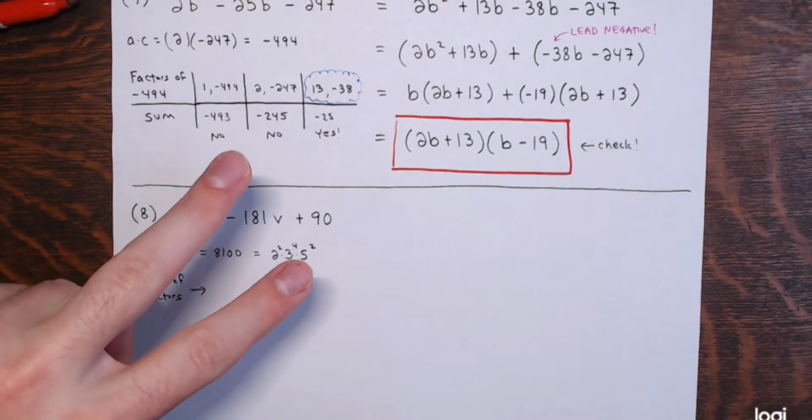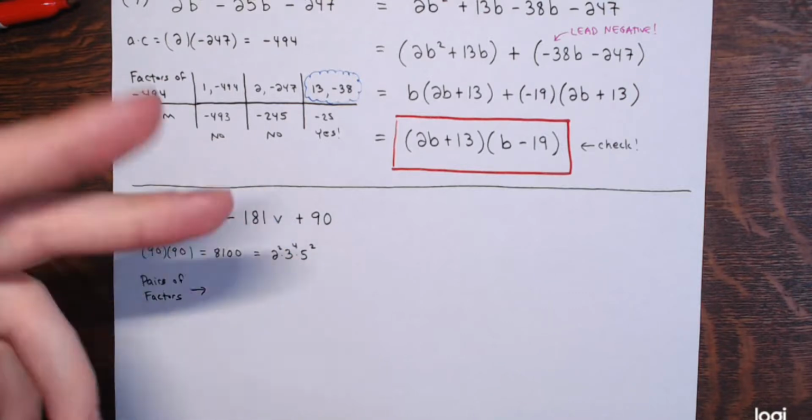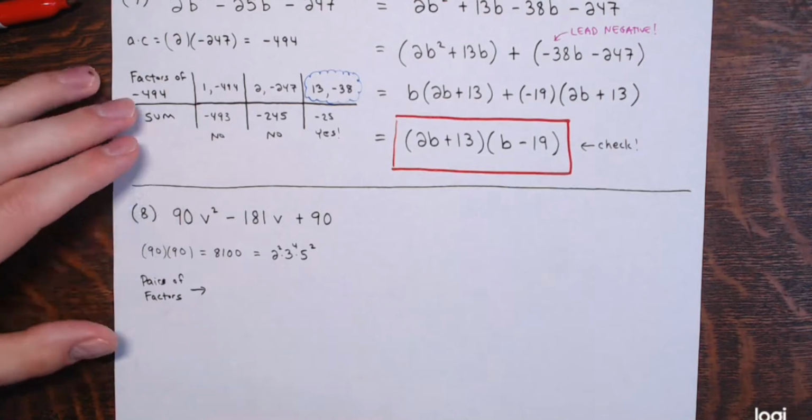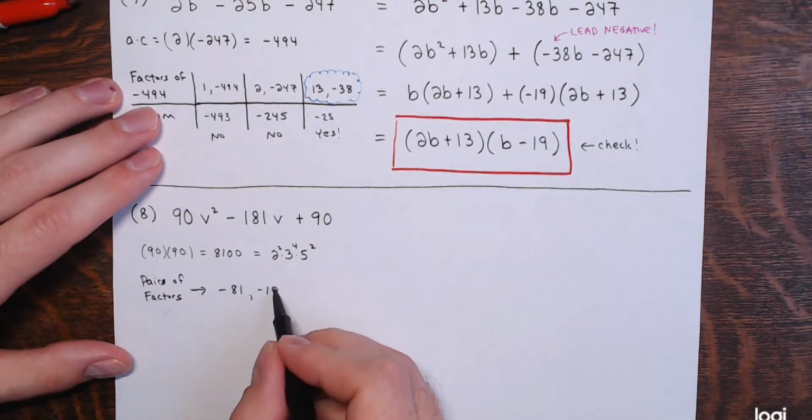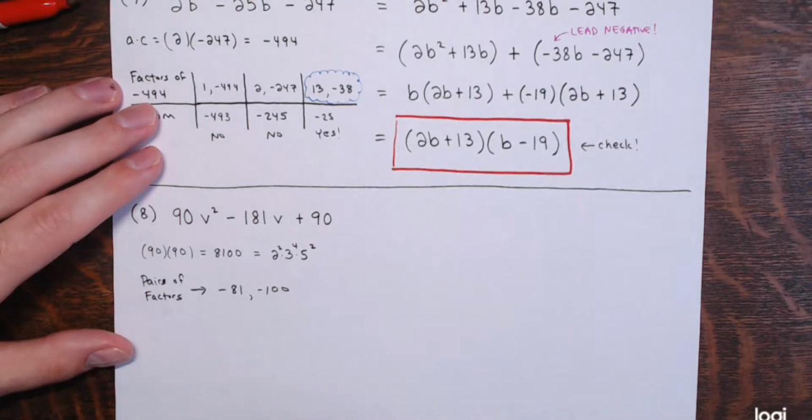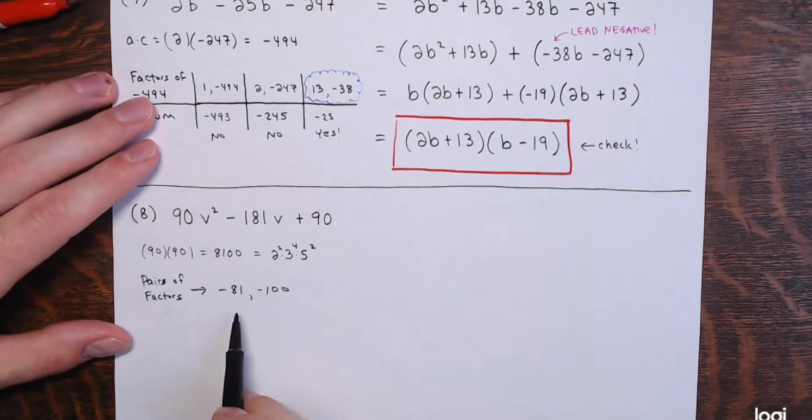So that means I need two negative numbers, right? Because two negative numbers will add to be negative and multiply to be positive. And that'd be negative 81 and negative 100. I said them already, 81 and 100. Those add to be negative 181 and multiply to be positive 8100.